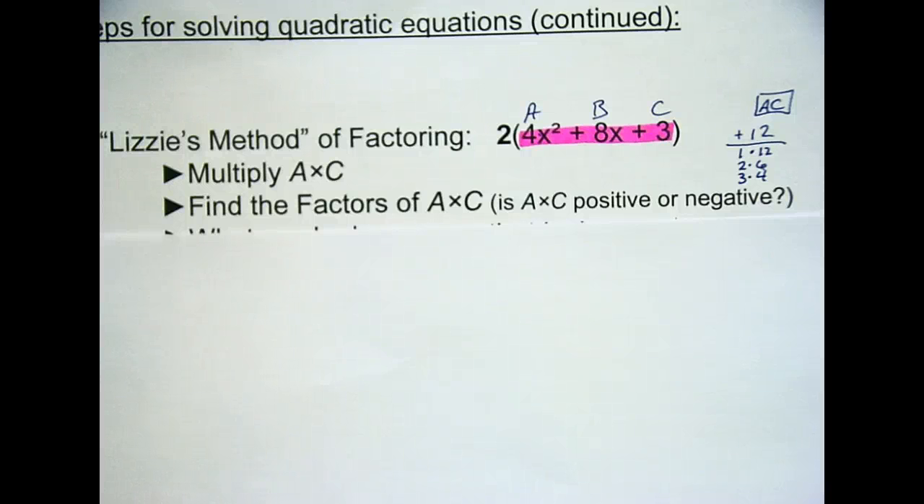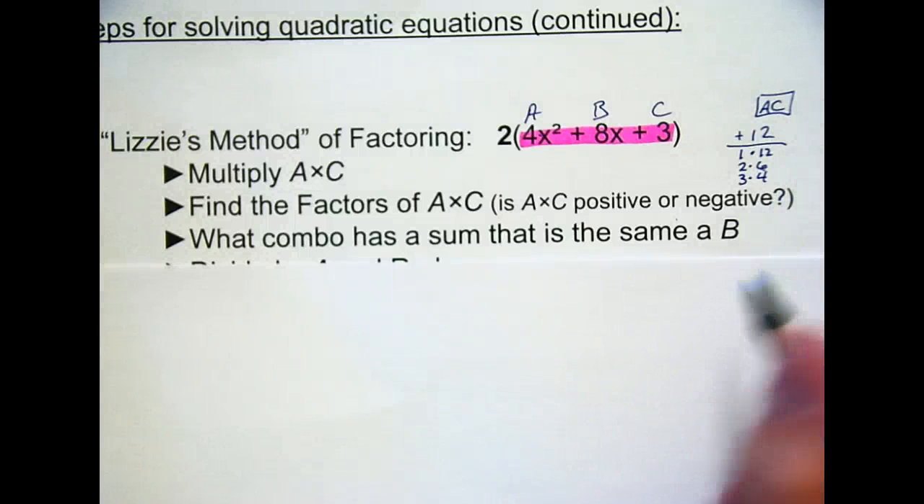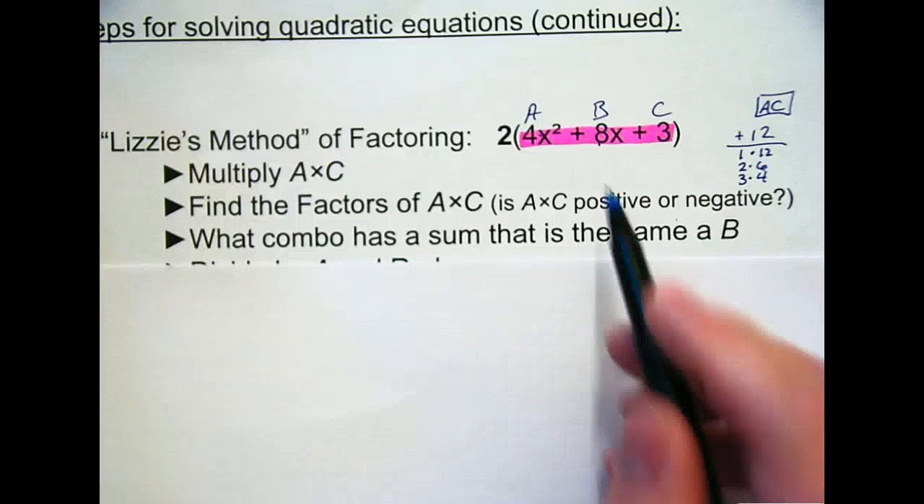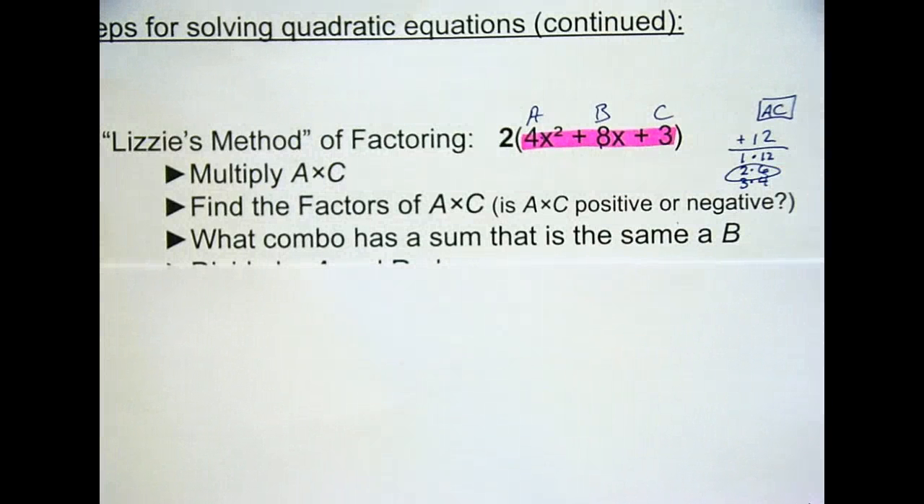Okay, you get like 176, it's a little harder. Okay? What combo has the sum of b? So once you multiplied a and c, you want to find out which combo has the sum of b. Which of these add up to 8? 6 and 2. 6 and 2. So I'm going to turn my focus to 6 and 2.